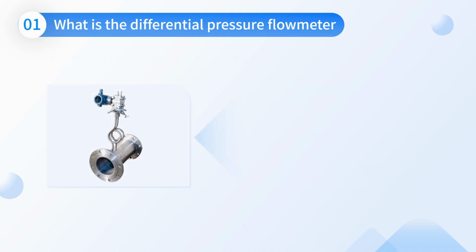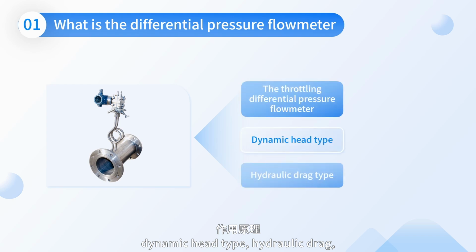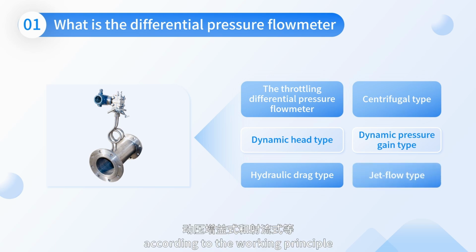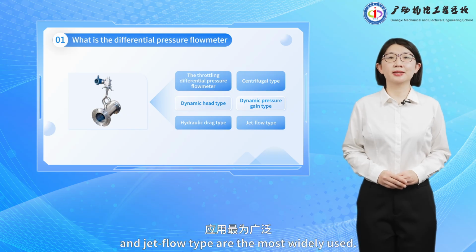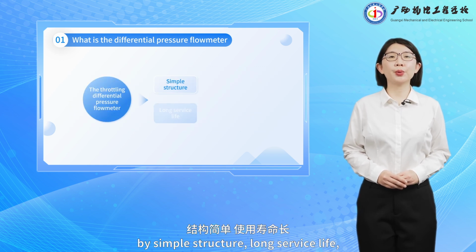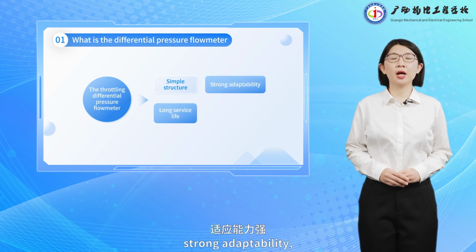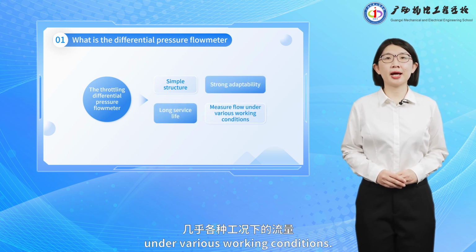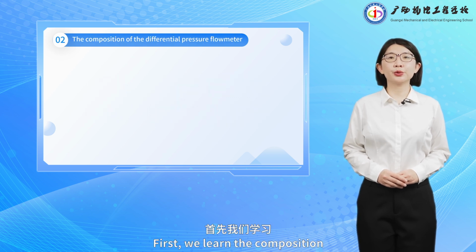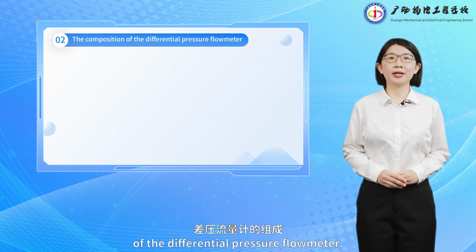Differential pressure flowmeter can be divided into throttling type, dynamic head type, hydraulic drag, centrifugal type, dynamic pressure gain type, and jet flow type according to the working principle of its detection parts, among which throttling type and jet flow type are the most widely used. The throttling type is characterized by simple structure, long service life, strong adaptability, and can almost measure the flow under various working conditions. First, we learn the composition of the differential pressure flowmeter.